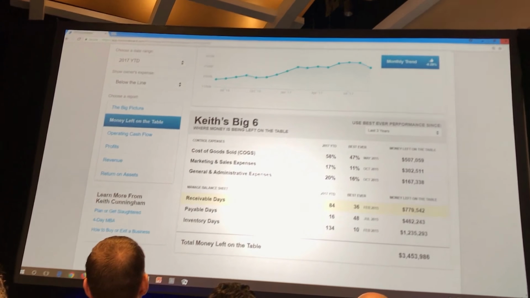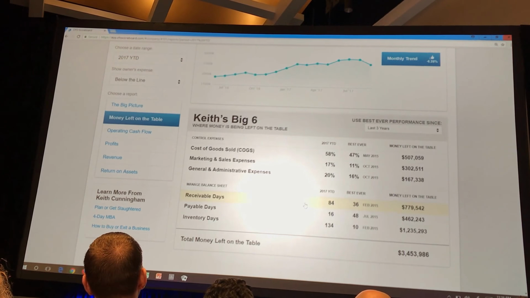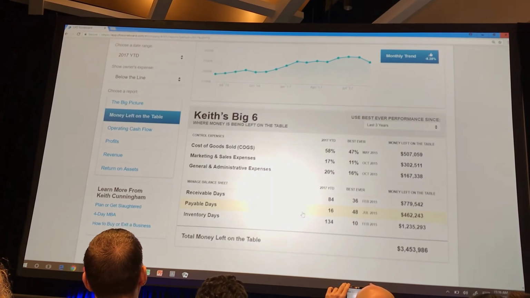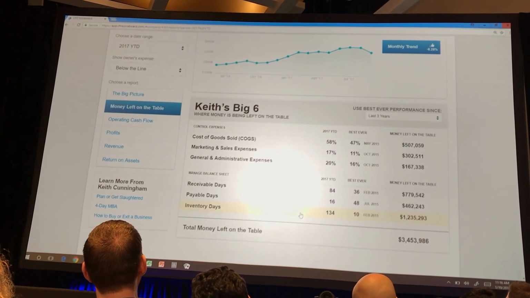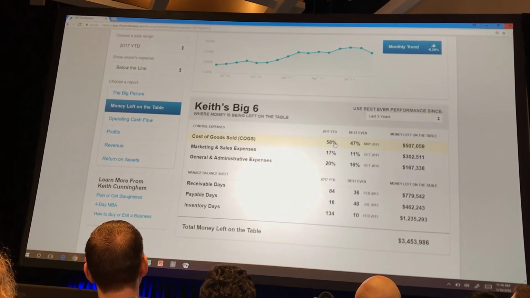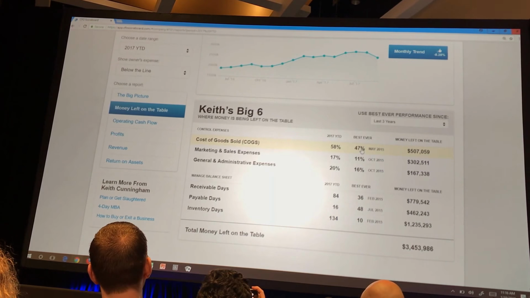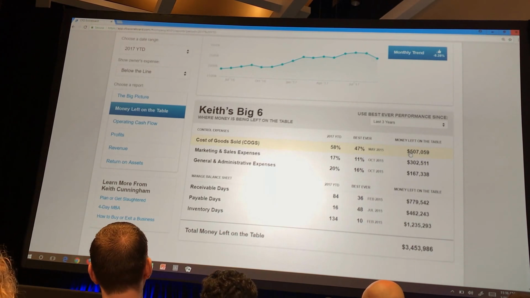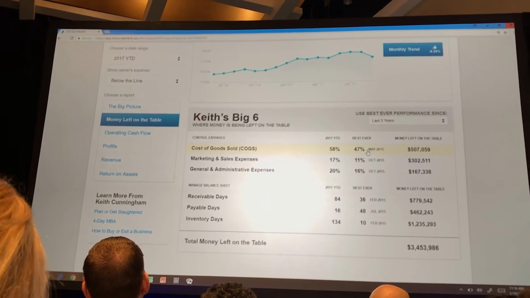We convert your receivables from dollars into days. So we're going to tell you how long it takes you on average to collect your money. How long on average does it take you to pay your bills? How long on average, if you have inventory, how's your cost of goods doing? And how's it compare with your best ever? And if you were still at best ever, how much incremental money could you generate if you could somehow perform at the same level that you used to?